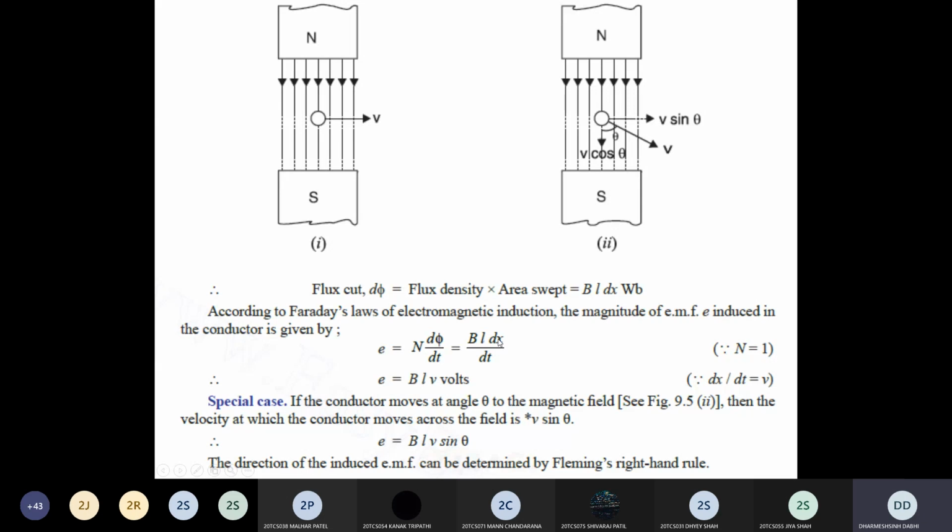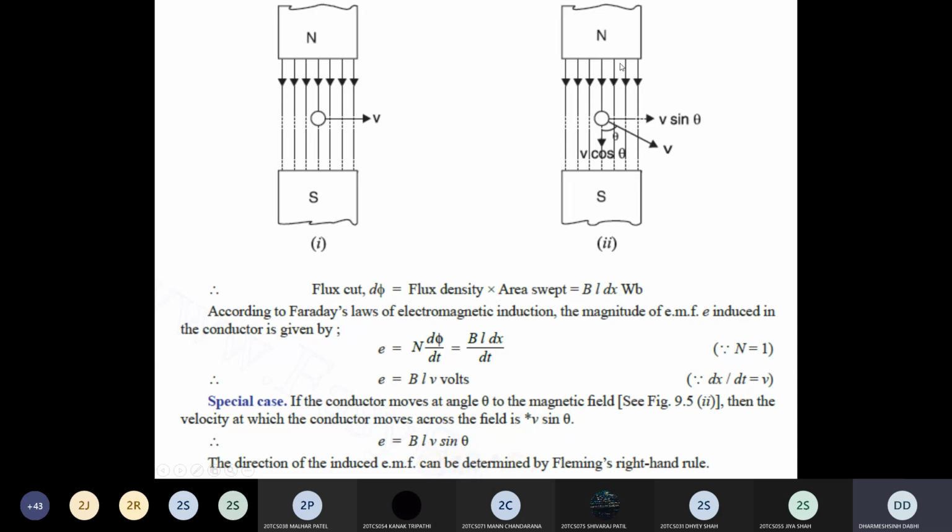And as we know, dx by dt is the rate of change of distance with respect to time, which is nothing but velocity. Clear? So dx by dt is replaced by velocity v. Now you get another equation of induced EMF in terms of flux density, length and velocity: E is equal to BLV volt. Here B is the flux density, L is the length of the conductor and V is the velocity at which the conductor is moving in the magnetic field. Clear?